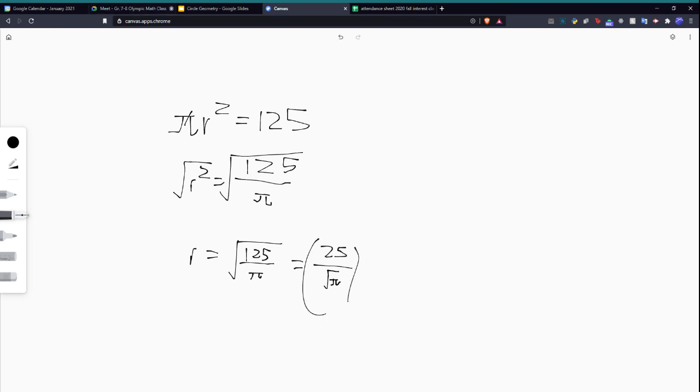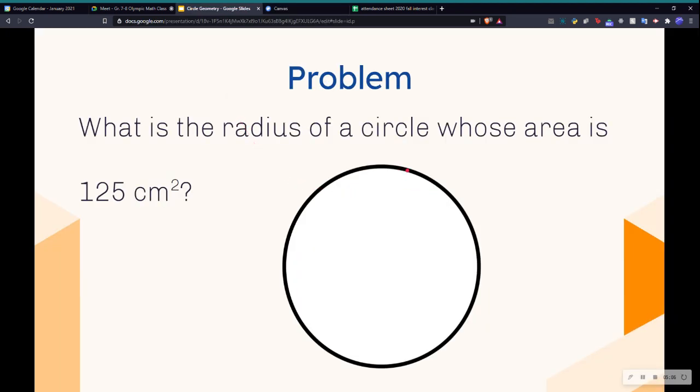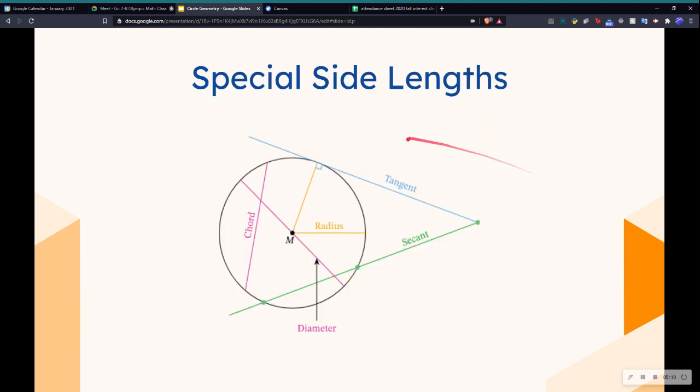Any questions about this? No questions? Okay, this is not the meat of our entire topic for today. The meat is coming in the next few slides.